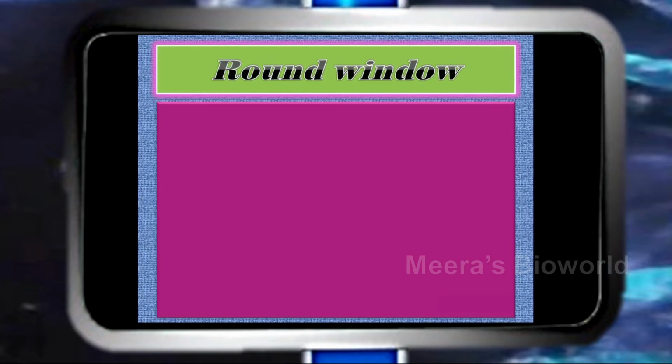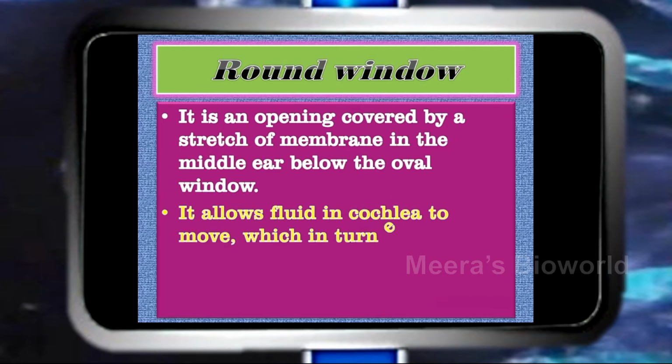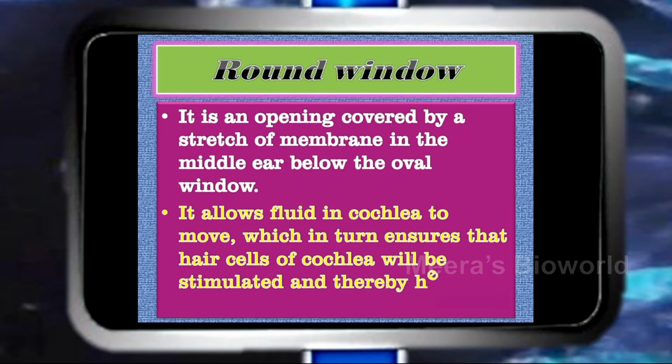Round window, it's another opening covered by a stretch of membrane in the middle ear below the oval window. It allows fluid in cochlea to move, which in turn ensures the hair cells of cochlea. It helps in the movement of fluid inside the cochlea.